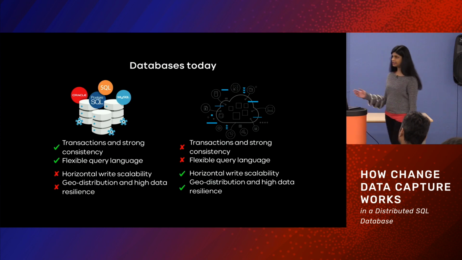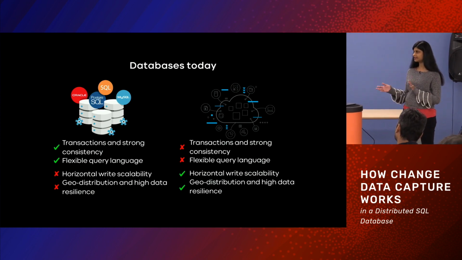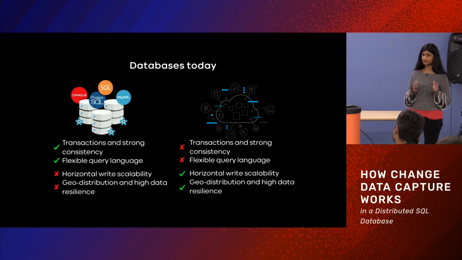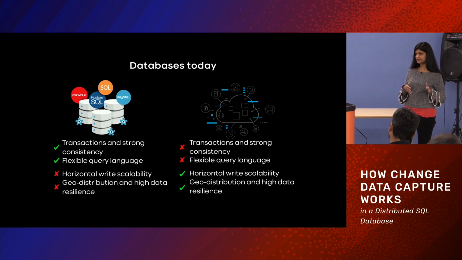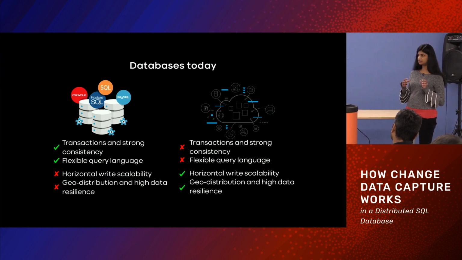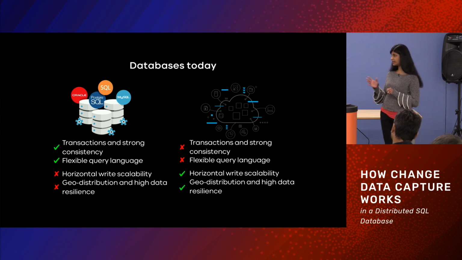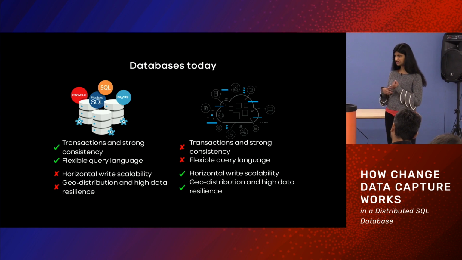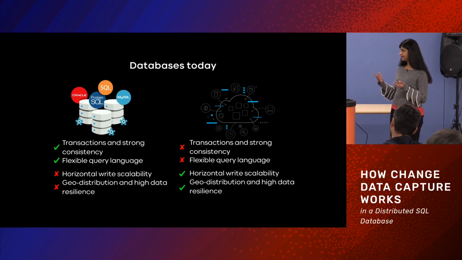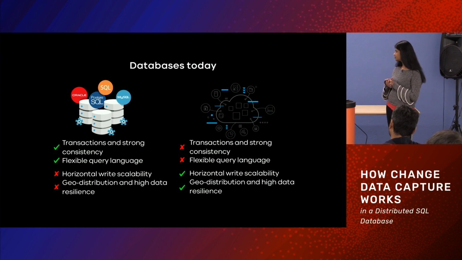So if you look at databases today, you can broadly divide them into two categories. On one side, you have the SQL databases, which are relational, they handle transactions very well, strongly consistent. They have a very flexible query language. You can do joins, aggregations, grouping, right? So very flexible query language, but they're typically single node databases. They don't scale out very well.